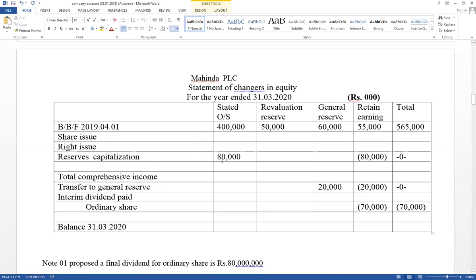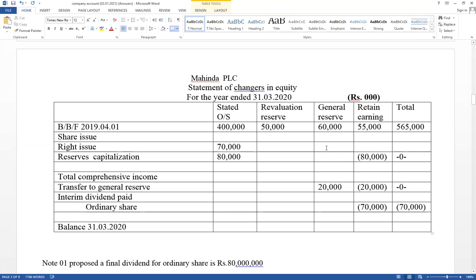Cash increase, ordinary share increase. Cash is not available in the statement of change in equity. Therefore, ordinary share increased by 70,000 here. It is an effect for the total column also.